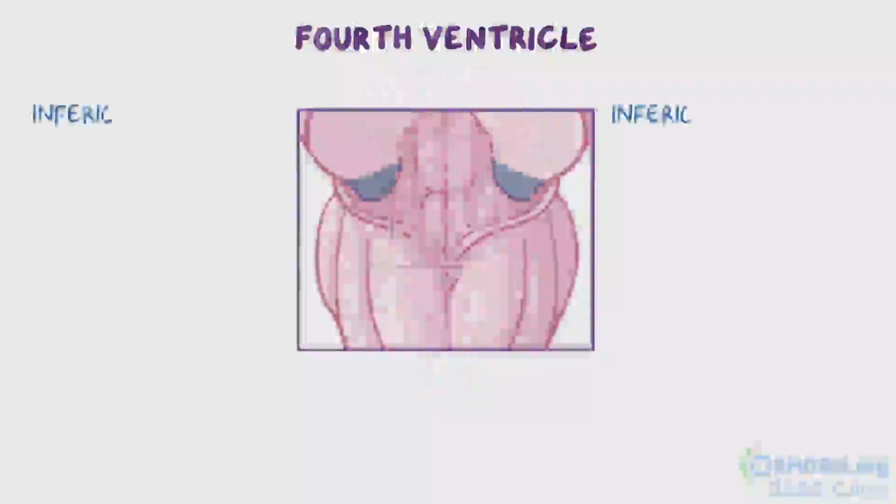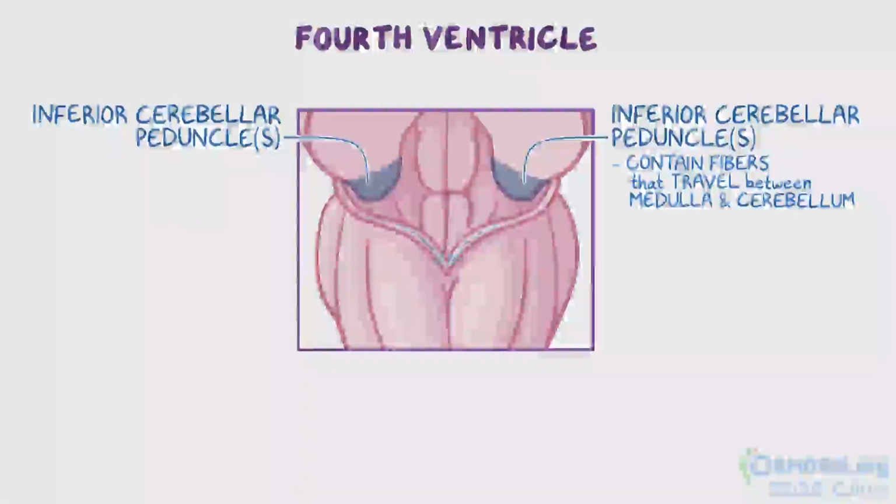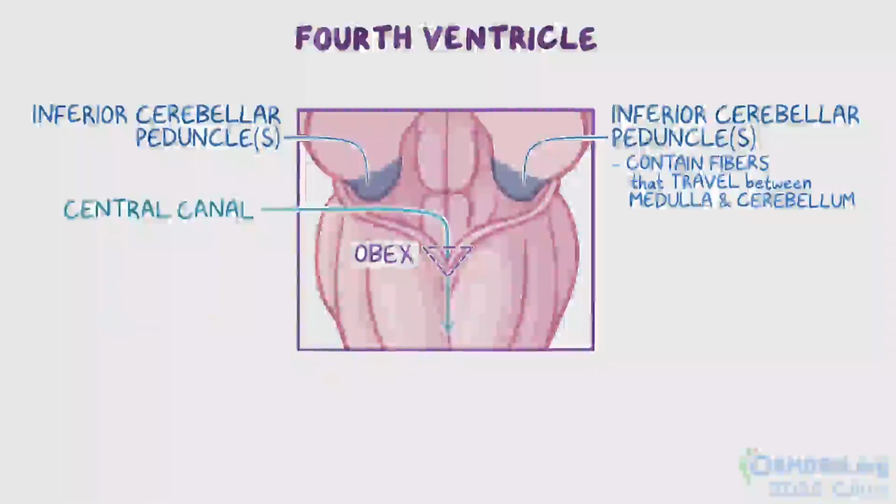Laterally, there are the inferior cerebellar peduncles, which contain fibers that travel between the medulla and the cerebellum. The ventricle, or fossa, tapers at its caudal aspect to a point called the obex. And near this caudal limit is the entrance to the central canal of the spinal cord. In this region, CSF can travel from the fourth ventricle into the central canal.